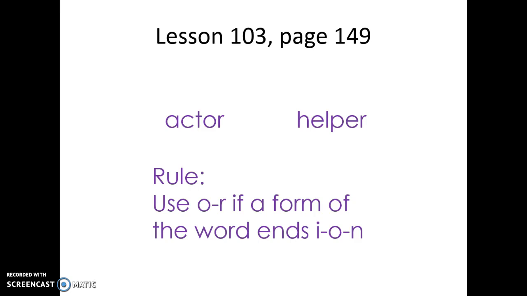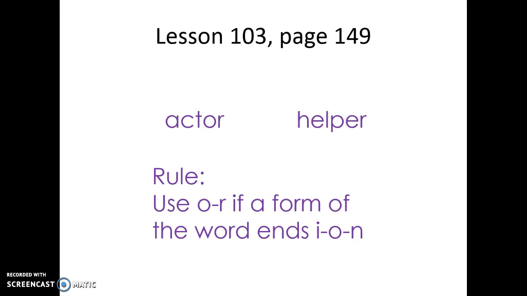Compose. Is there a form of the word compose that ends I-O-N? So if you add I-O-N to compose, you get a real word. Is there a word called composition? No. So how do you spell composer? With an E-R. Perform. Is there a form of the word that ends I-O-N? No, there is not a perform-ion. So performer is E-R or O-R? E-R.